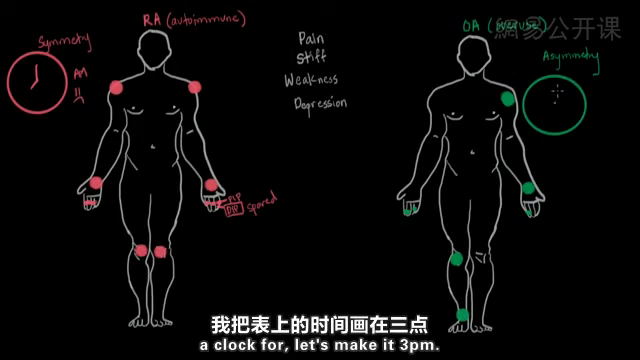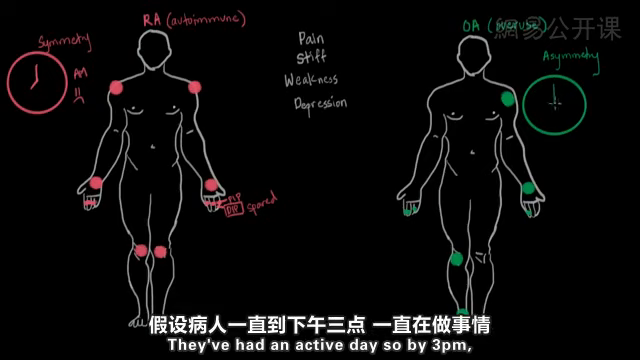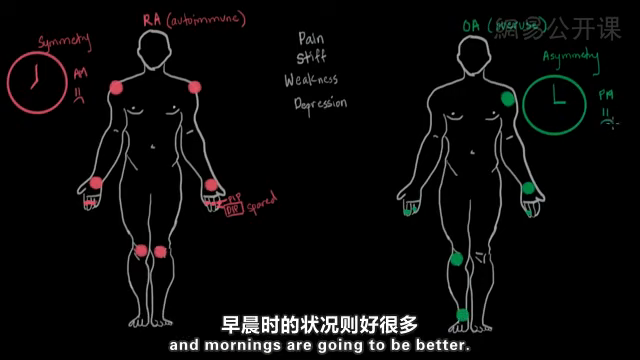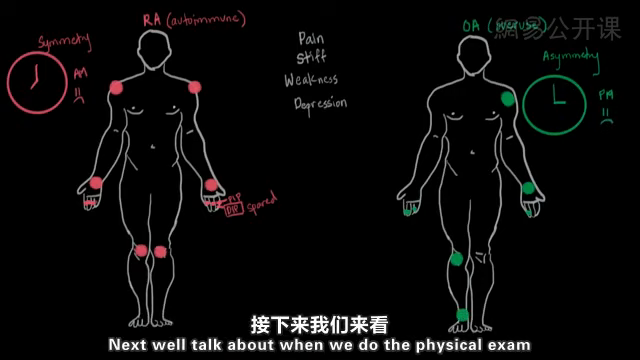So I'm going to draw a clock for, let's make it 3 p.m. They've had an active day, so by 3 p.m., or whatever other time, depending on their activity level, this is going to be the worst for them. And mornings are going to be better.